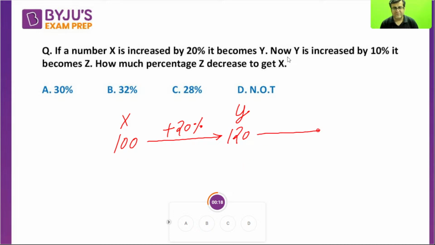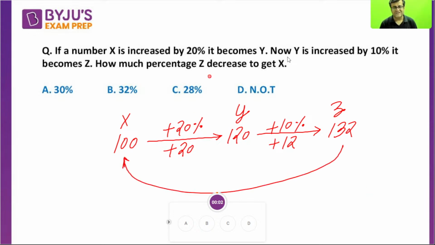Now 120 increased by 10% will become z. So 100 increased by 20 will become 120. 120 increased by 12 will become 132. Is the point clear? 100 is the value, increased by 20% becomes 120. Now 120 increased by 10%, a 12 increase, will become 132. Now finally 132 has to become 100.